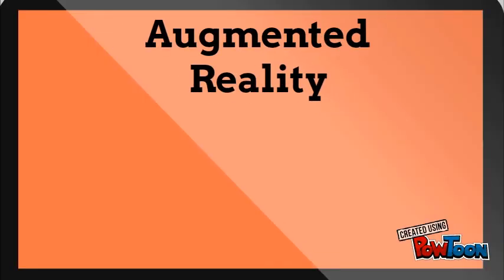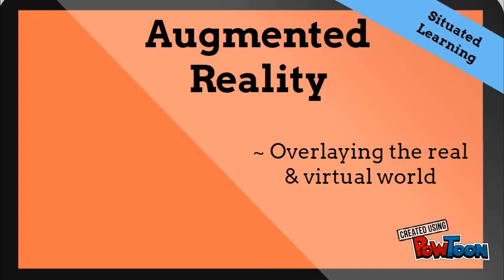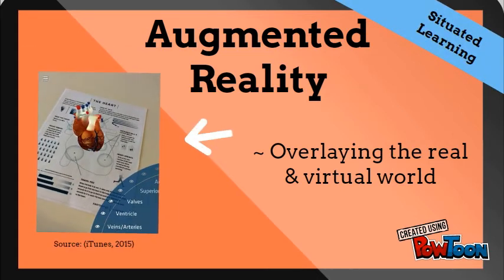Augmented reality functions by overlaying the real and virtual world. With the information being digitally annotated onto physical objects, this promotes a situated learning approach. Anatomy 4D is a prime example of this educational tool being integrated into human biology. In this app, 3D projections can be seen through the mobile device, annotating the learner's immediate surroundings.